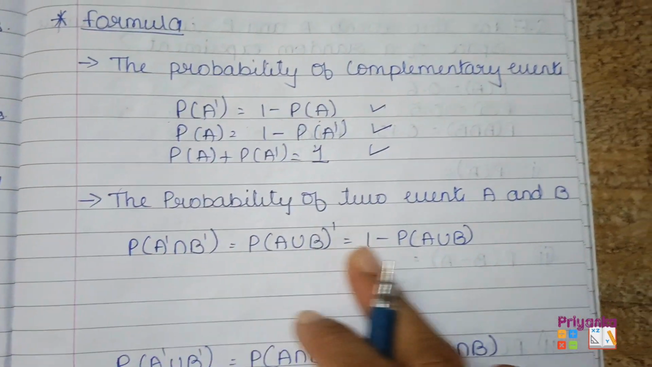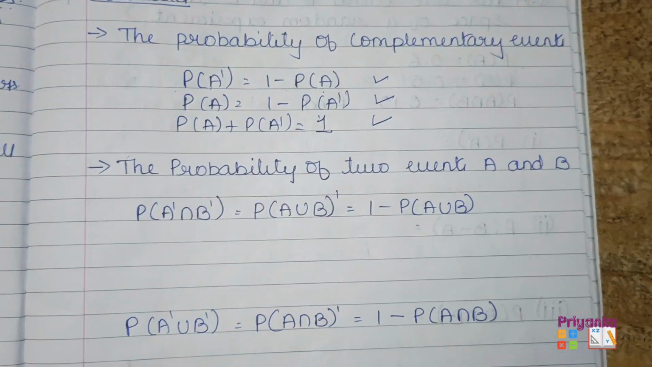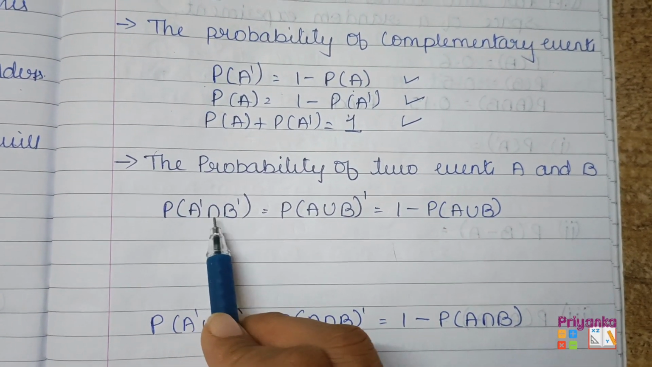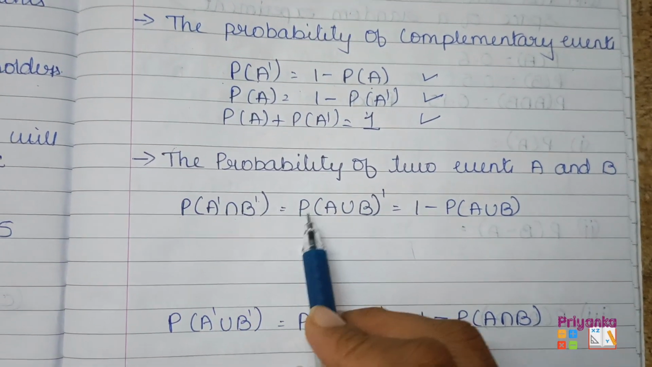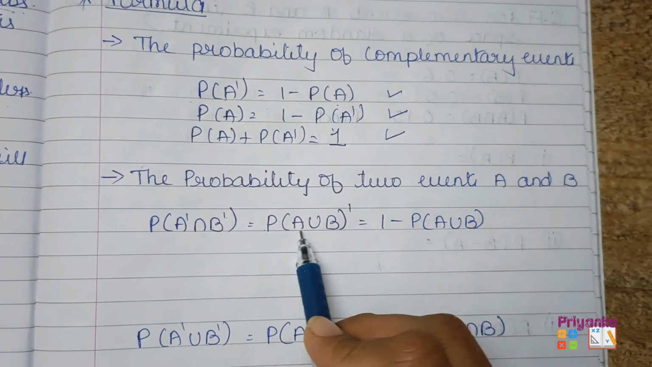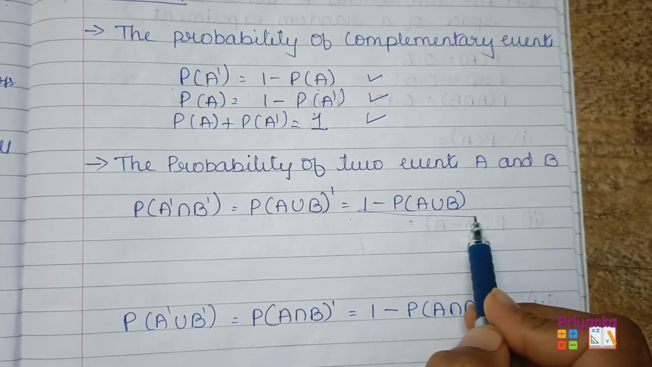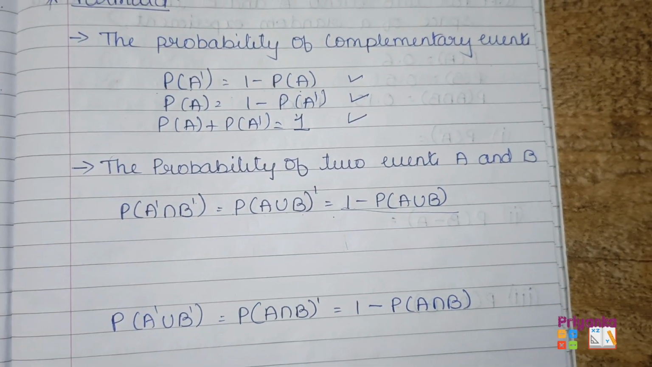Next, the probability of two events A and B. Whenever the question asks to find the probability of A complementary intersect B complementary, or P of A union B complementary, the solution formula will be 1 minus P of A union B.